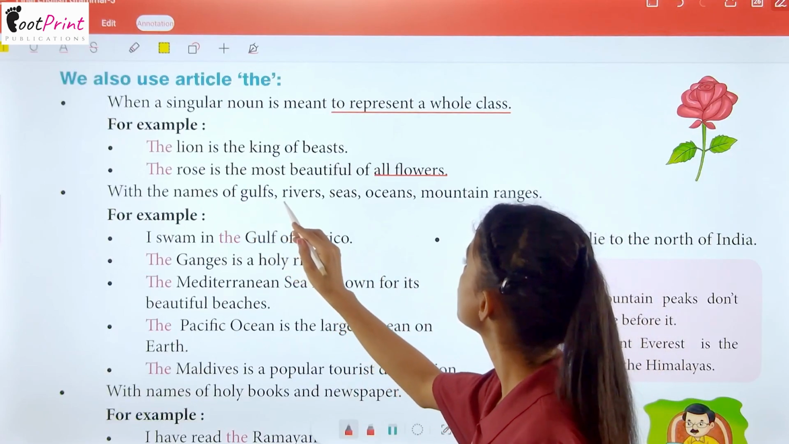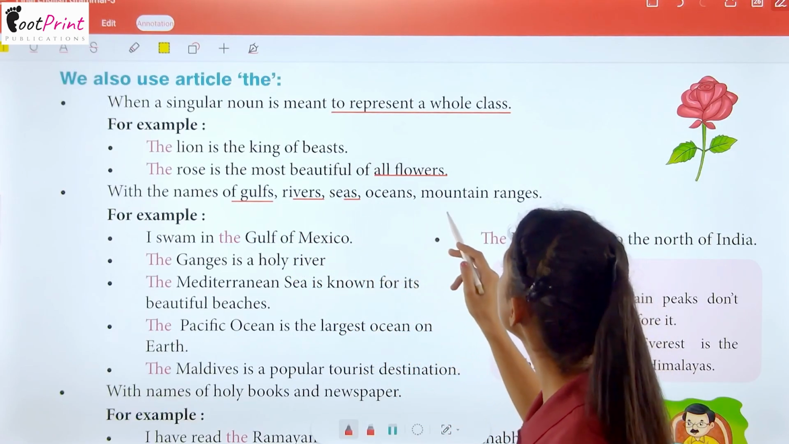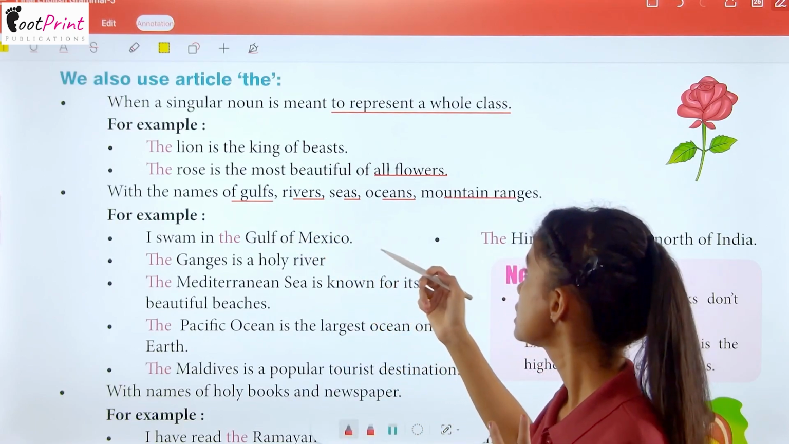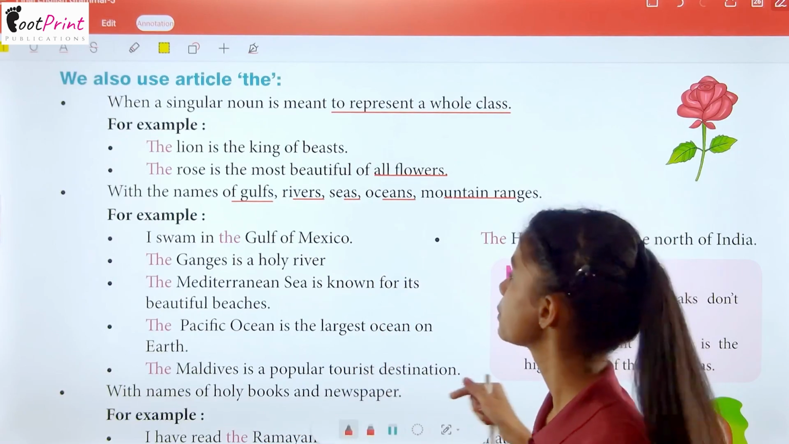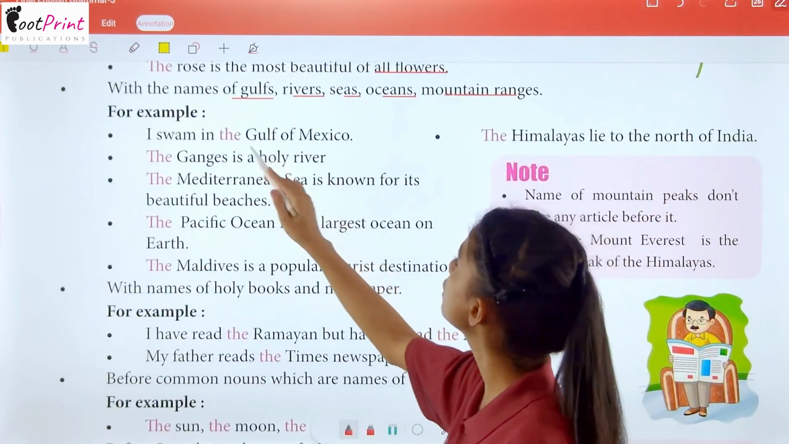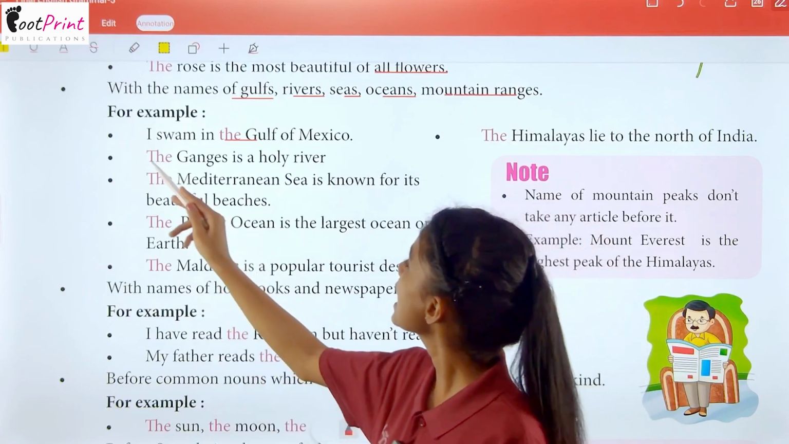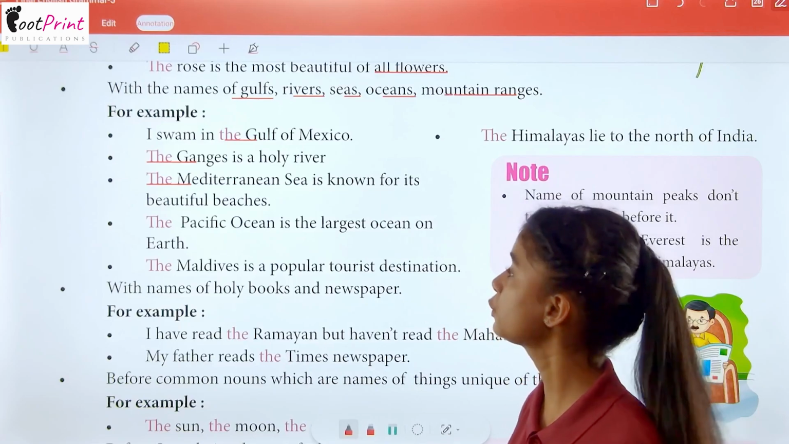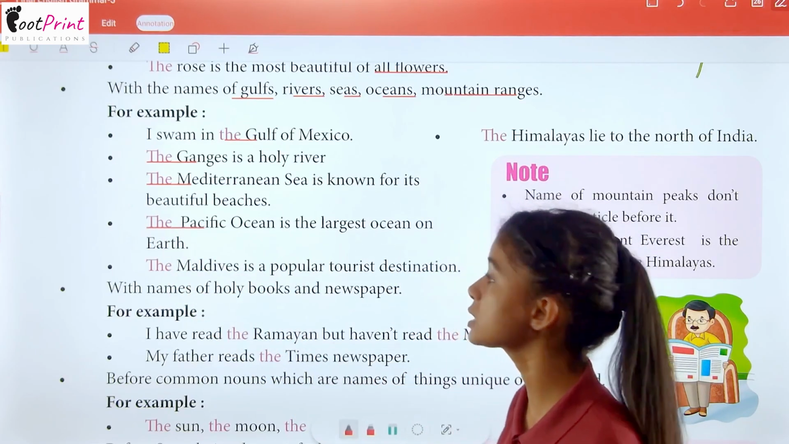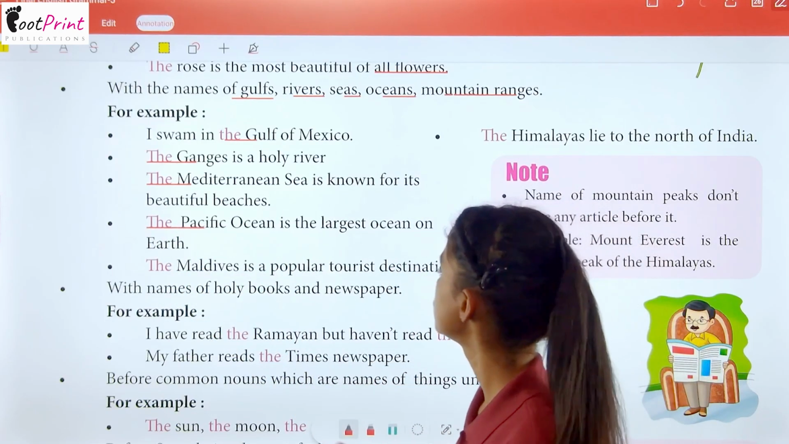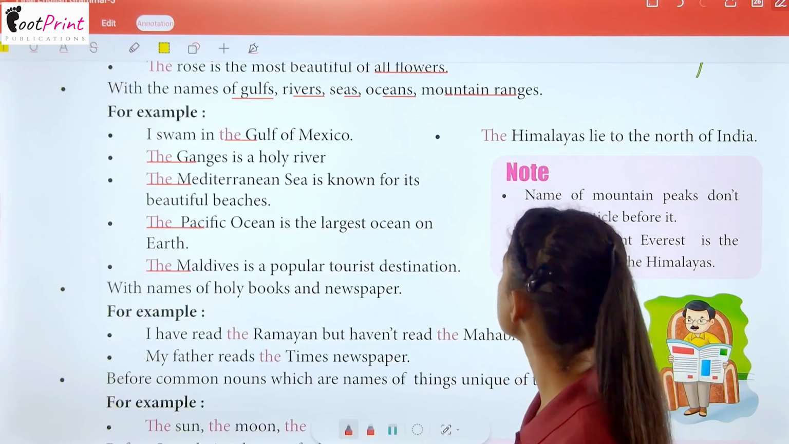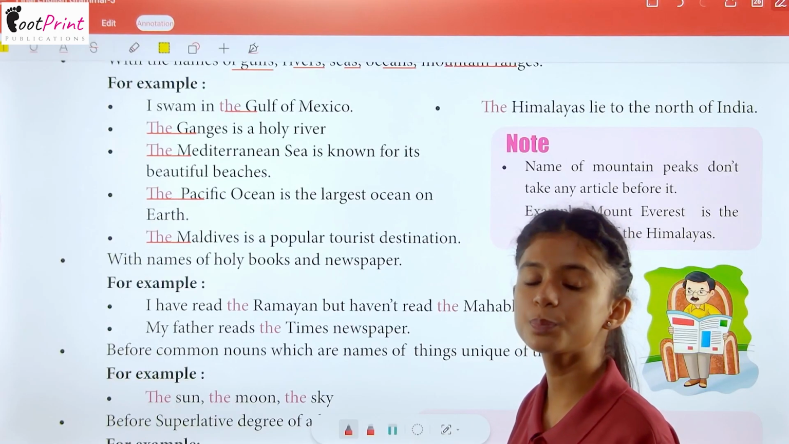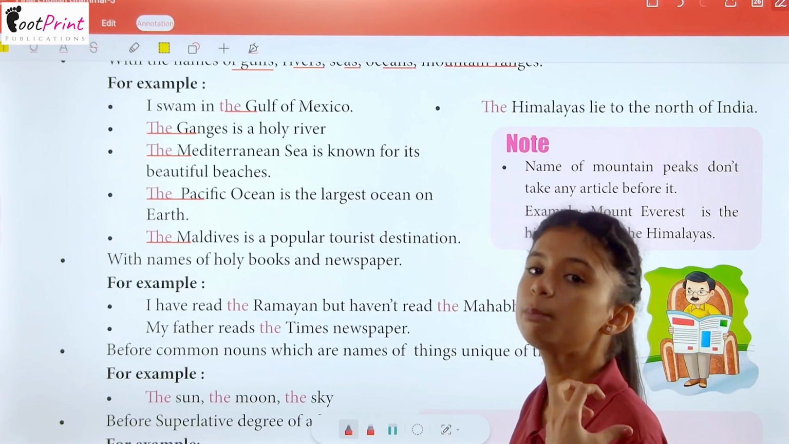We also use "the" with the names of gulfs, rivers, seas, oceans, mountain ranges, basically of the different landscapes. For example, I swam in the Gulf of Mexico. The Ganges is a holy river. The Mediterranean Sea is known for its beautiful beaches. The Pacific Ocean is the largest ocean on the earth. The Maldives is a popular tourist destination. So, with all these we are using "the" because we are talking about a specific place that is a landscape.